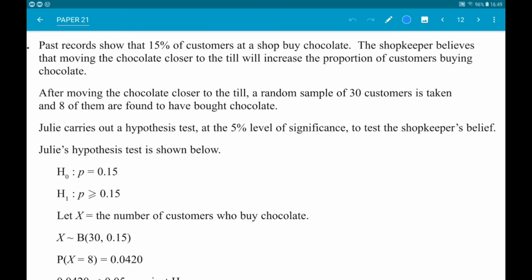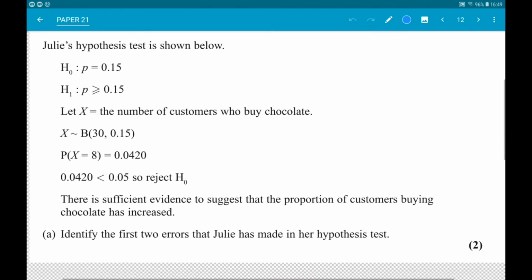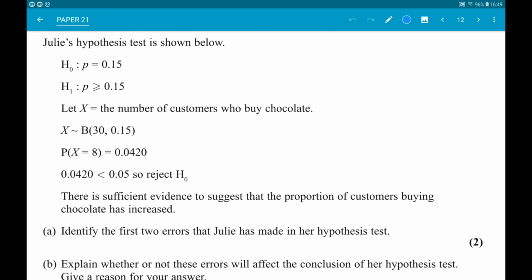Julie carries out a hypothesis test at 5% level of significance to test the shopkeeper's belief. So we're given a hypothesis test. Part A wants us to identify the first two errors Julie has made. So let's have a look.